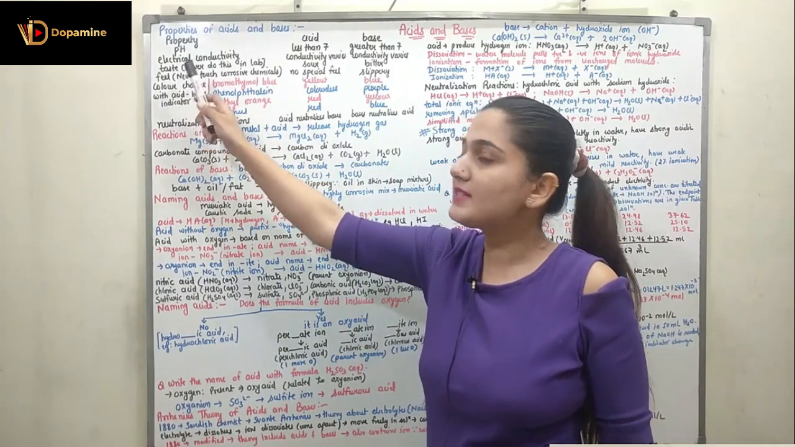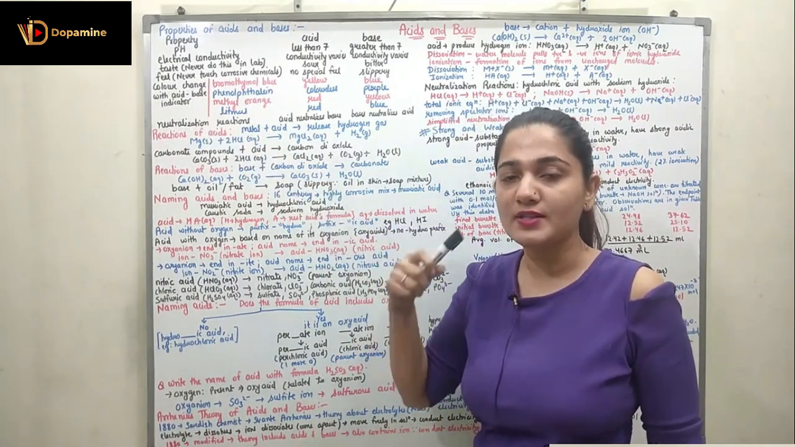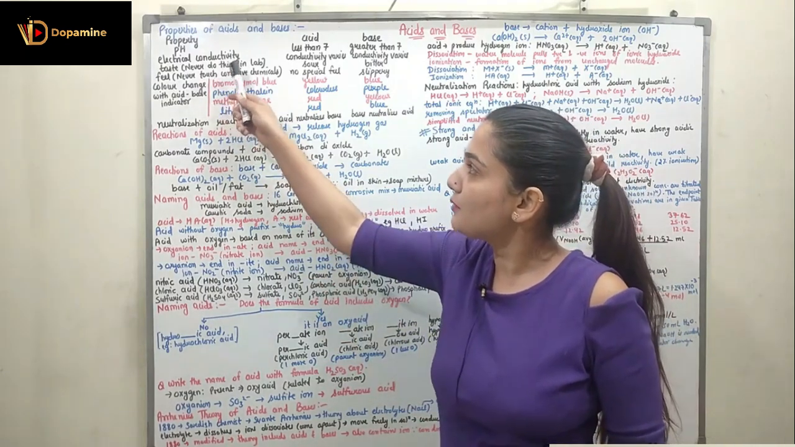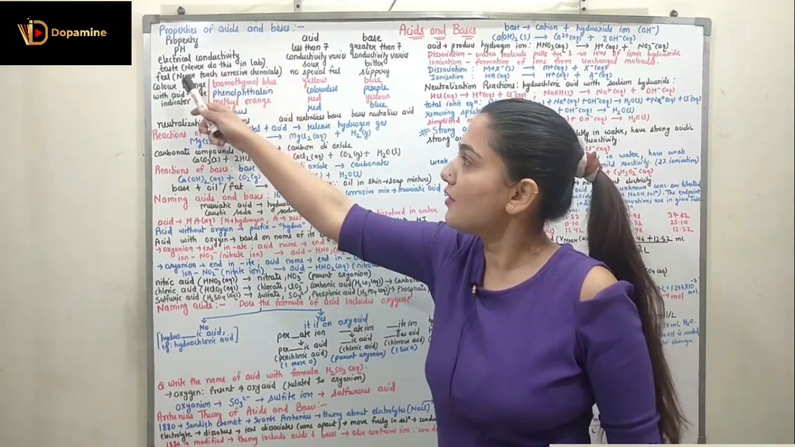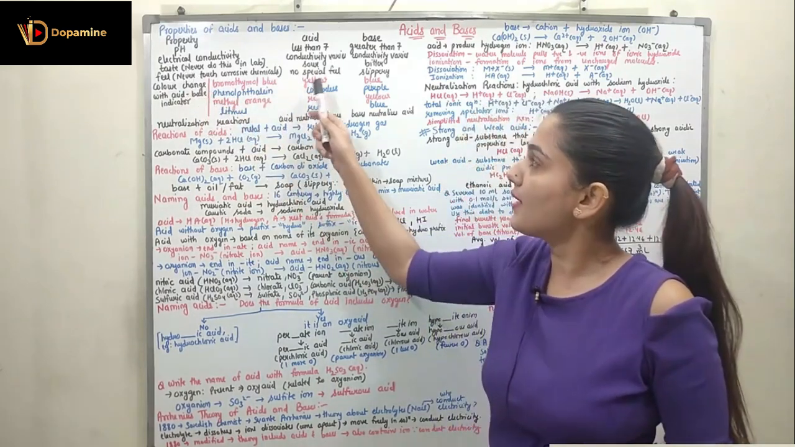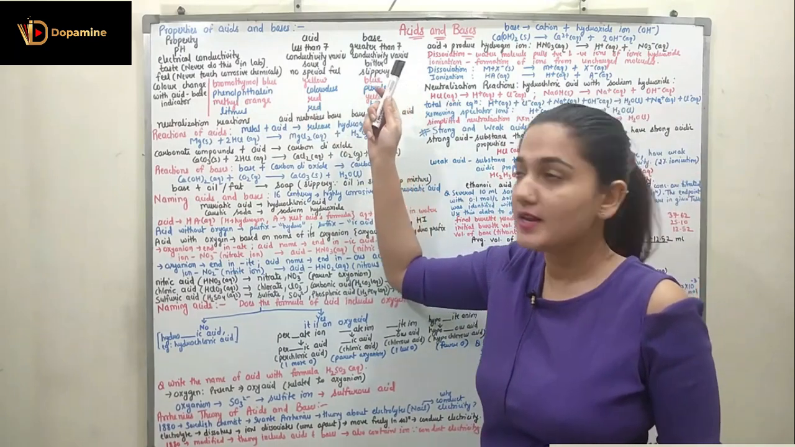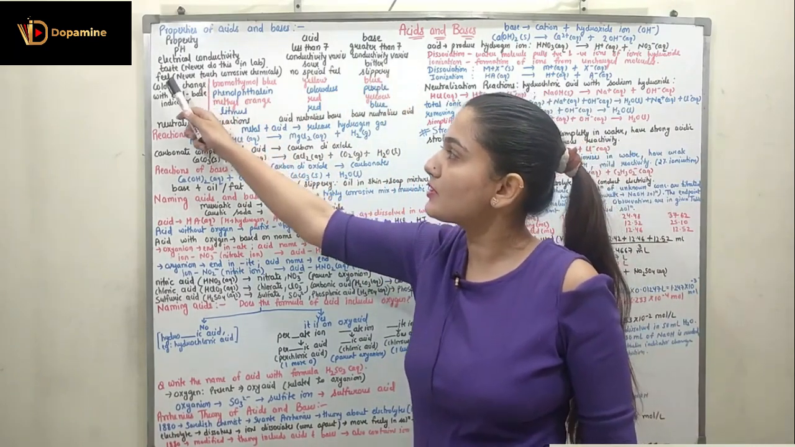Now the next property is taste. Although you are requested not to taste the various chemicals, so never do this in lab, right? So if I talk about taste, acid will have a sour taste, whereas base will have a bitter taste.